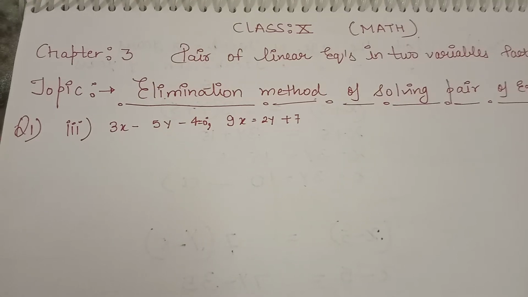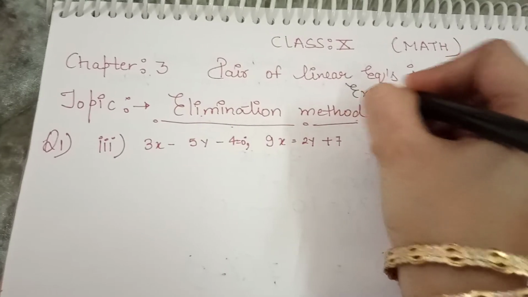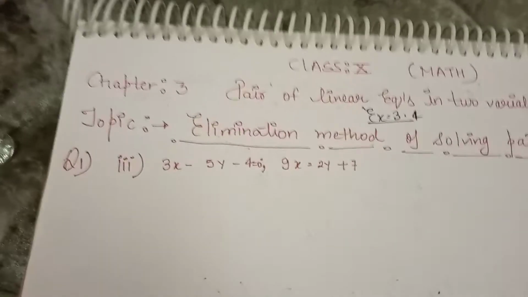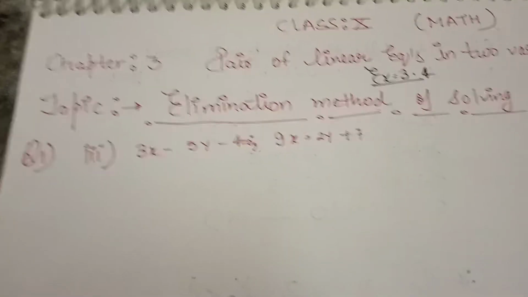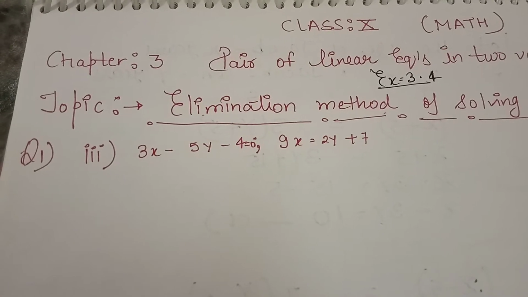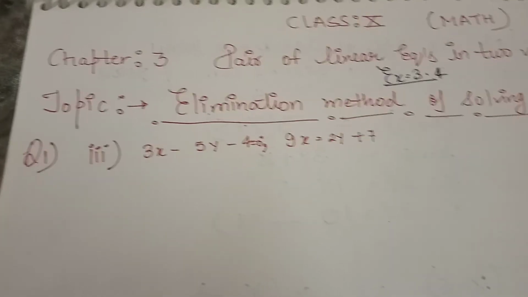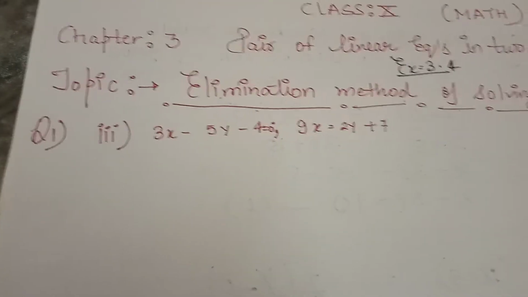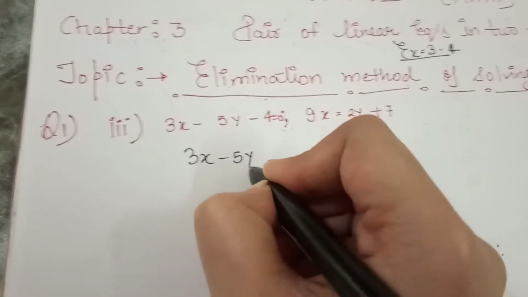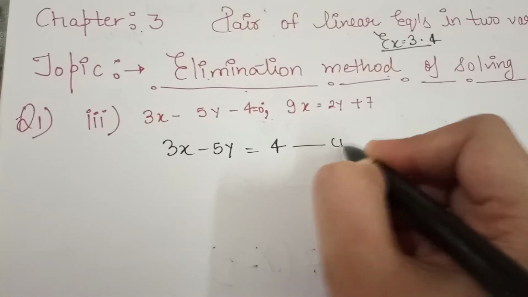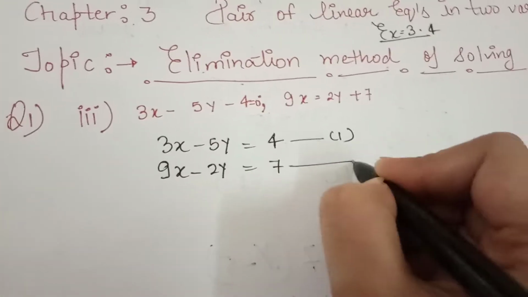So I have taken question number 1 of exercise 3.4, third part. There are four parts in this question. I have taken the third: 3x minus 5y minus 4 equal to 0, and the second equation is 9x equal to 2y plus 7. First, you convert both equations into standard form. So 3x minus 5y equal to 4, first equation, and the second will be 9x minus 2y equal to 7.